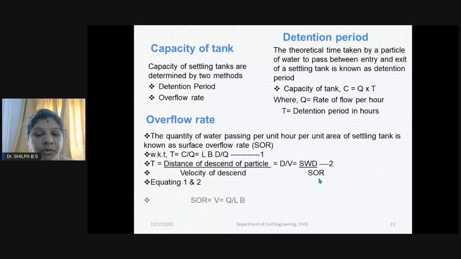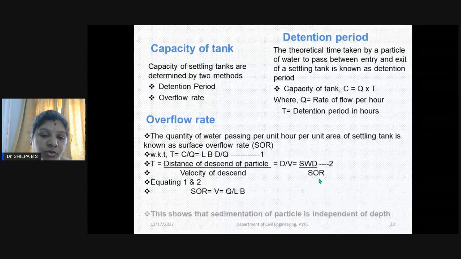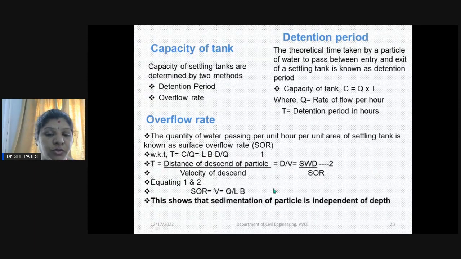When we equate equations 1 and 2, we can simplify the relation for the surface overflow rate. The surface overflow rate will be equal to the flow rate divided by the area of the tank, that is L into B, the surface area. This relation shows that the sedimentation of the particle is not dependent on the depth. It is independent of depth.